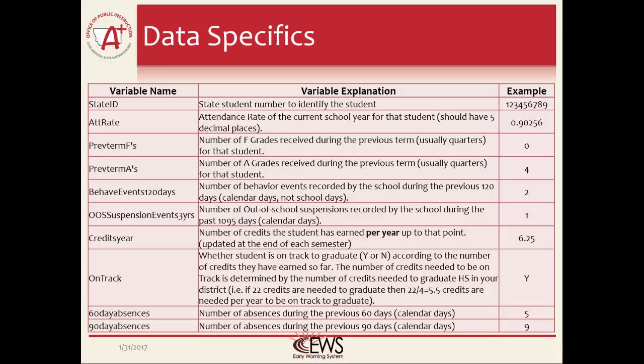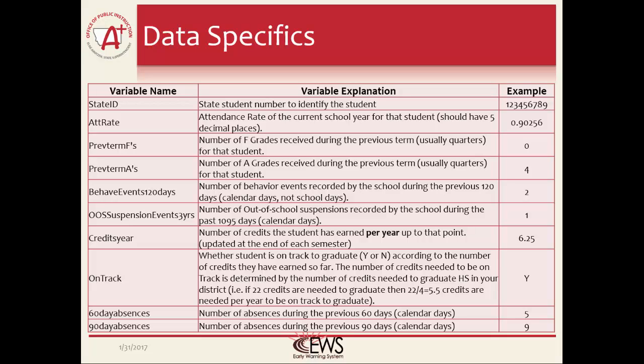We should also clarify what credits per year and on track are. These two variables are both used in the EWS and are related to each other. The credits per year variable is exactly what it says, the number of high school credits earned towards graduation per year. So, for example, a junior at the beginning of the school year that has earned 12 credits has a credit per year of 6, or 12 divided by 2. This variable is updated at the end of every semester.